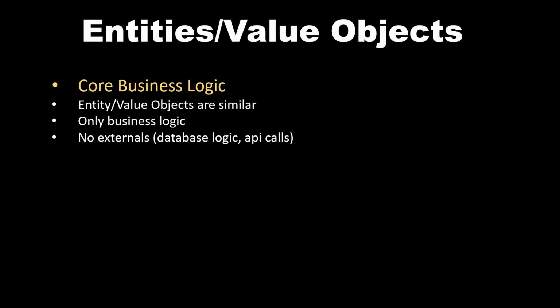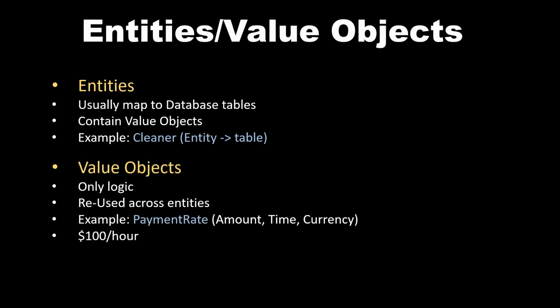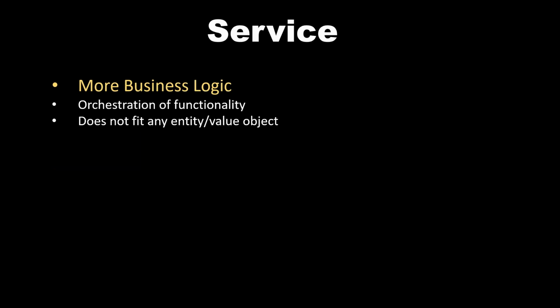Entities and value objects. This is mostly where the business logic lives. It's purely just business logic, which doesn't usually talk to any other item, a database, or make any external API calls. Entities usually map to a table in a database, and value objects are usually just reusable classes or reusable objects, for example, a payment rate. A service is where there's more business logic. An example would be if we are billing the client, there might have been a number of cleaners that would have done the work. We might have a class and it simply records the number of hours worked.